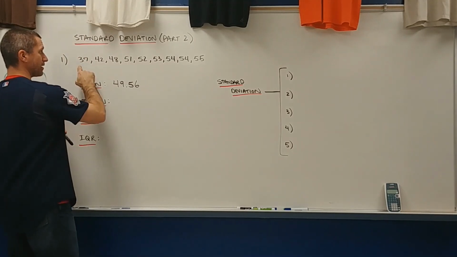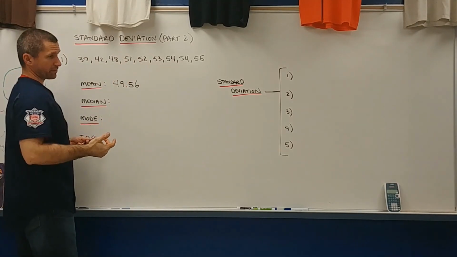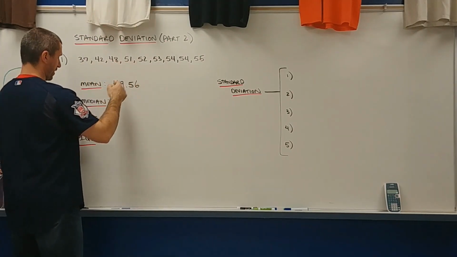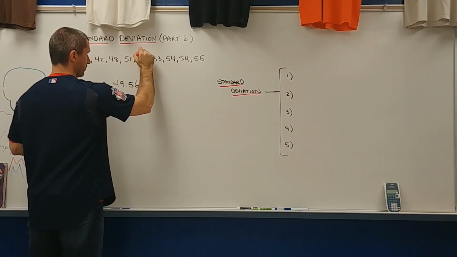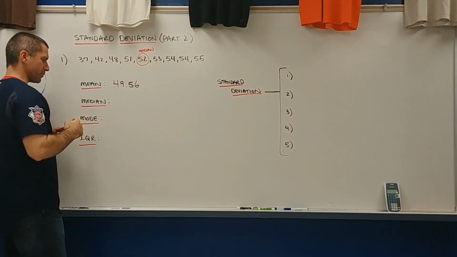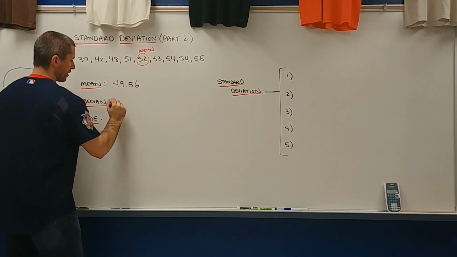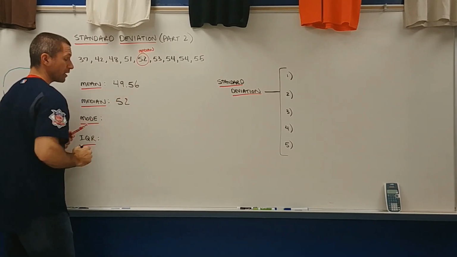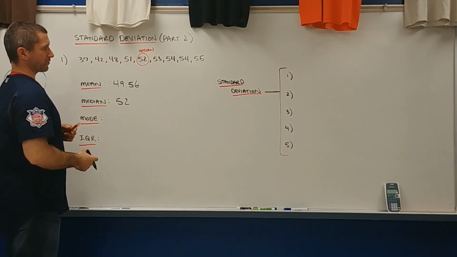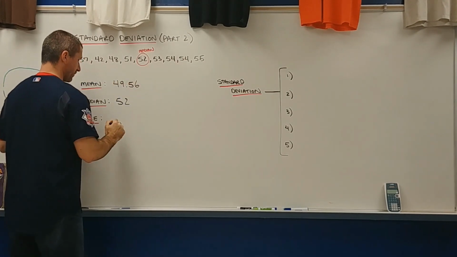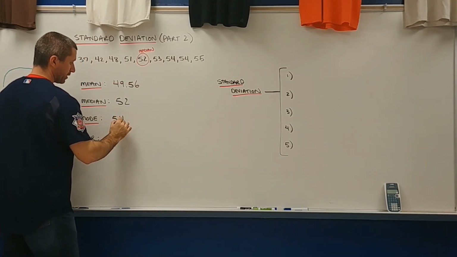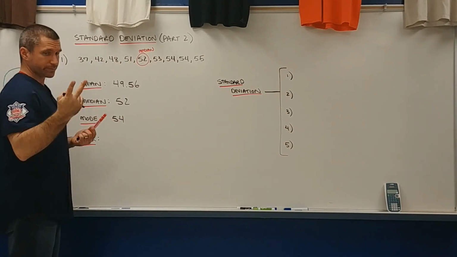Next thing, the median. If there's 9 numbers, the middle number would be the 5th number. So 1, 2, 3, 4, 5. That's the median right there. Circle it, put an M, or just write the word median above it. And that's at 52. Do you remember what the mode is? I bet you do. It's the one that occurs most frequently. There's no repeats except for 54, so 54 automatically becomes the mode because it's the only one that occurs twice.